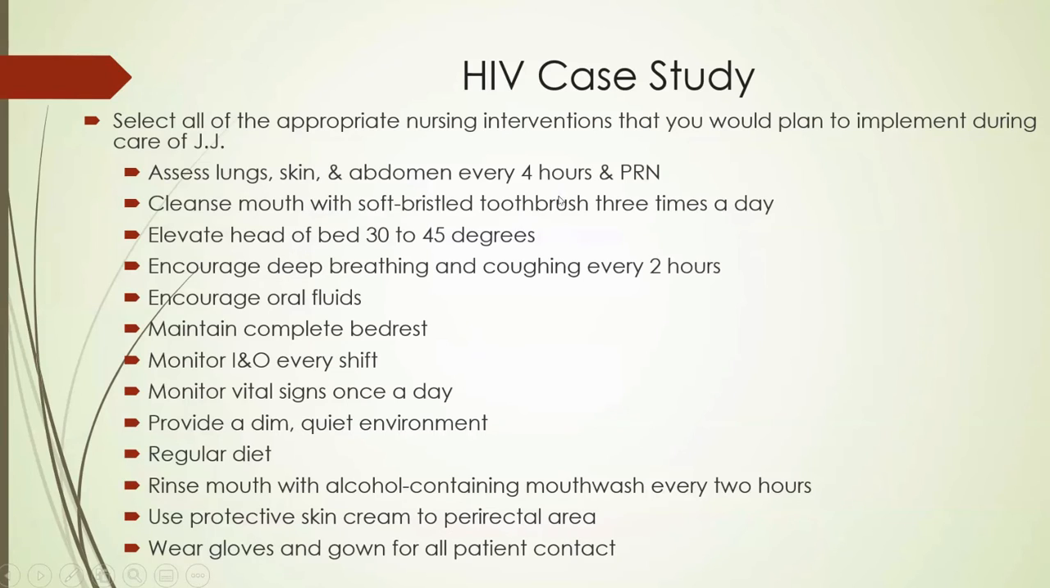So for this one, we'd want the first 5: assess their lung, skin, and abdomen, cleanse the mouth with a soft bristled toothbrush, head of the bed to 30 to 45 degrees, encourage deep breathing, coughing every 2 hours, oral fluids. Then we'd want monitor I&O every shift, and use the protective skin cream to the perirectal area.